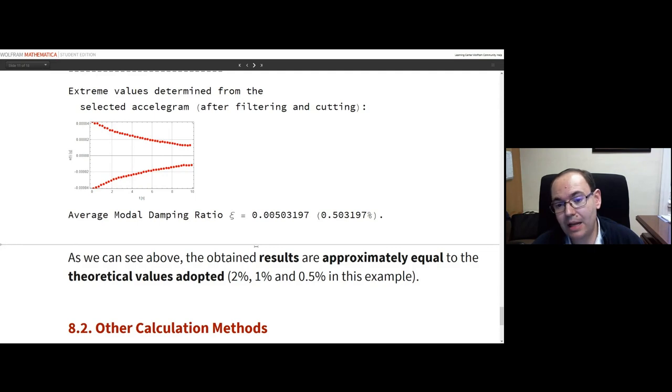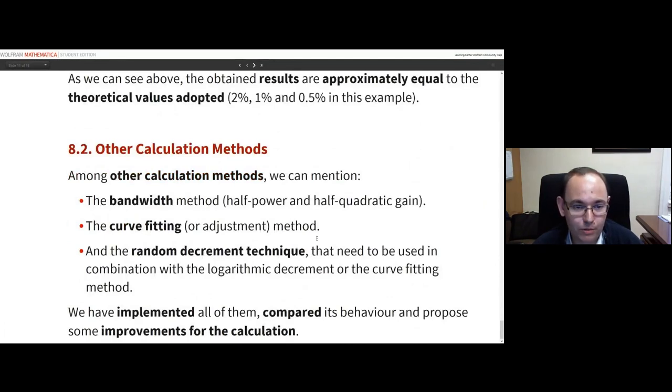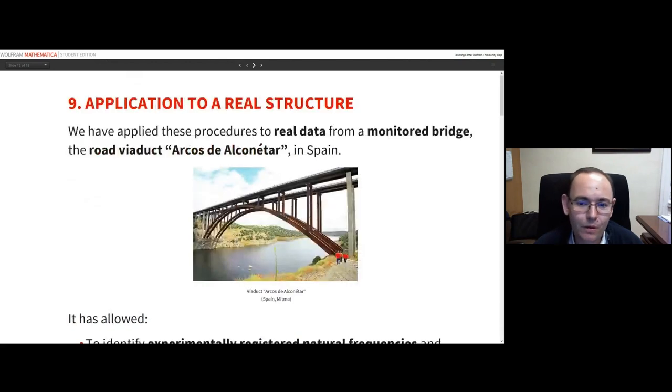Remember that we have added random noise. So it is clear that because of the noise and also all the procedure, the filter and all the numerical approximations, it's very difficult to get the exact value, but they are very, very good values. And as I said before, there are other calculation methods: the bandwidth method, the curve fitting, or the random decrement technique. We have implemented all of them in order to see what happens with one and another method.